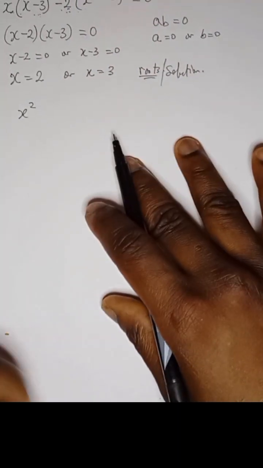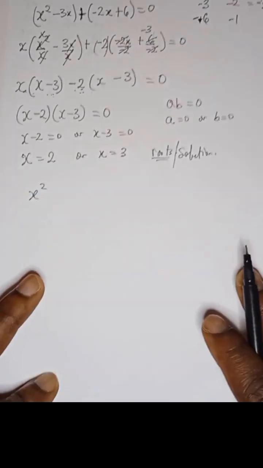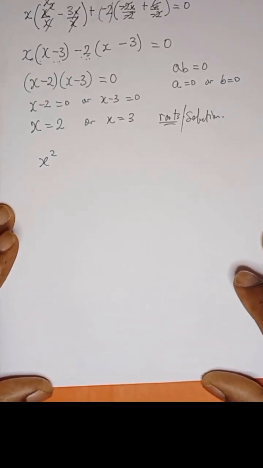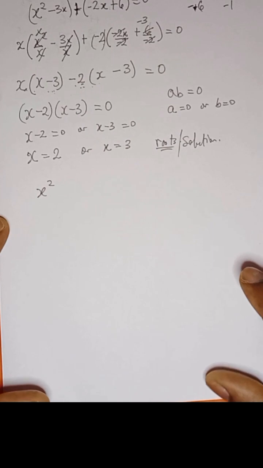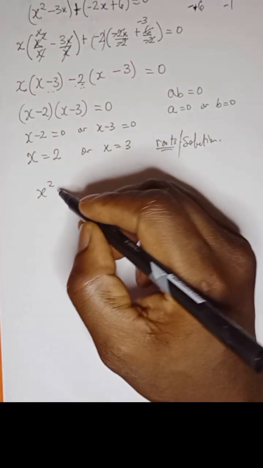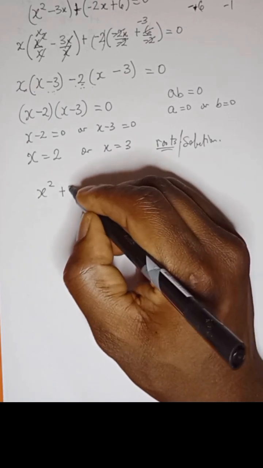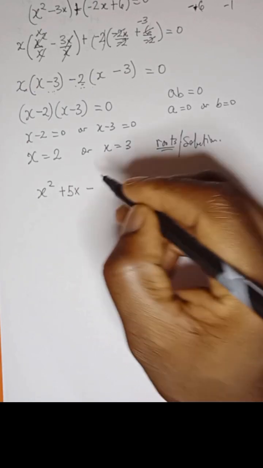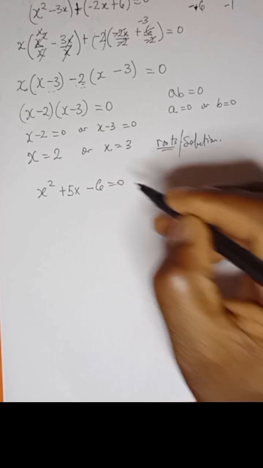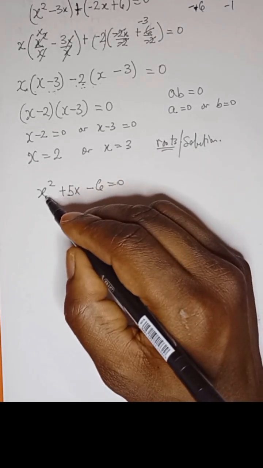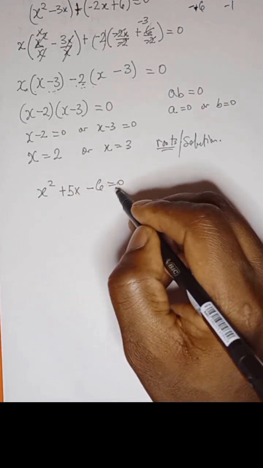We continue in this video by showing how to solve a quadratic equation also with a linear term, the linear term being positive this time, whereas the constant term is negative. So I have x squared plus 5x minus 6 equals 0.